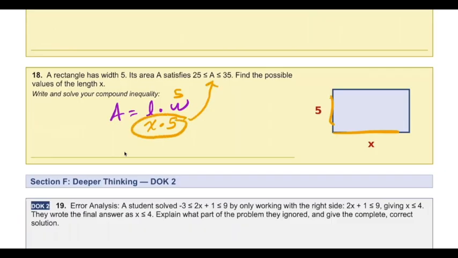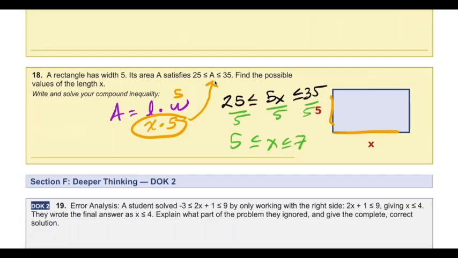So we want to write an equation. We know area, length times width, is just 5 times x. So that's our formula for area. We're going to substitute it in for the A right there. So we should have something like this: 25 is less than 5x is less than 35. And then we're just going to divide everything by 5. We're going to get x is between 5 and 7. Or, if you want to draw it, 5 and 7, anything in between those 2. That's what the length is.